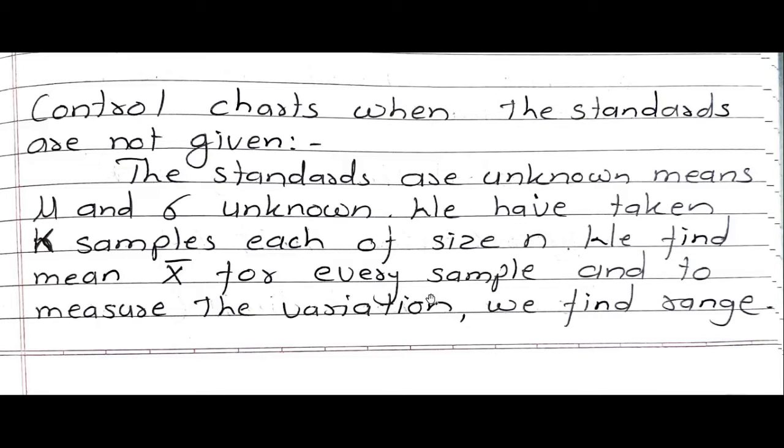Control charts when the standards are not given. The standards are unknown, means mu and sigma are unknown. We have taken k samples, each of size n. We find mean x bar for every sample, and to measure the variation, we find range. The formula for range is given by largest observation minus smallest observation in the sample.